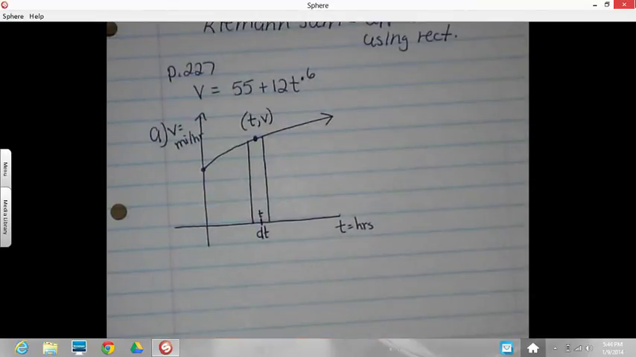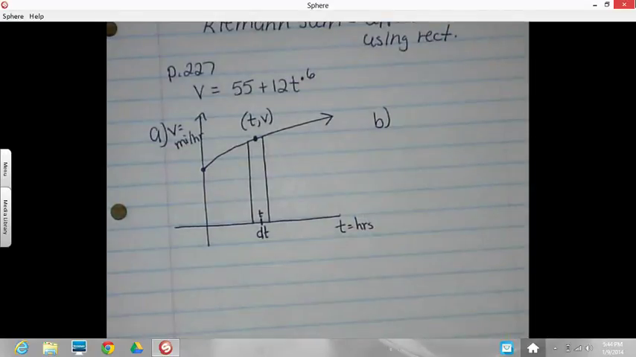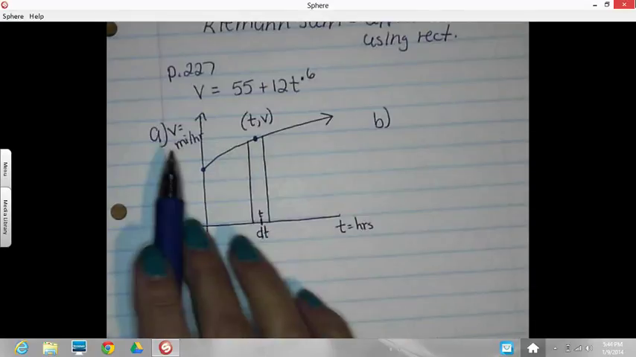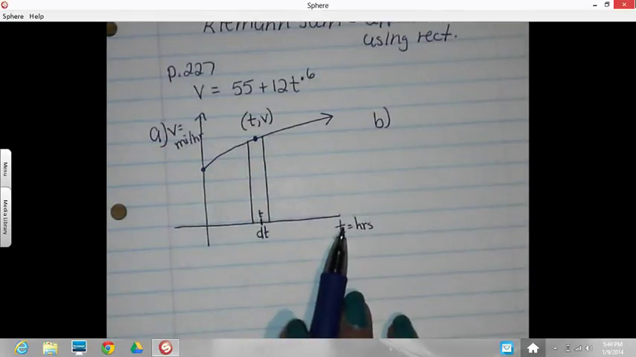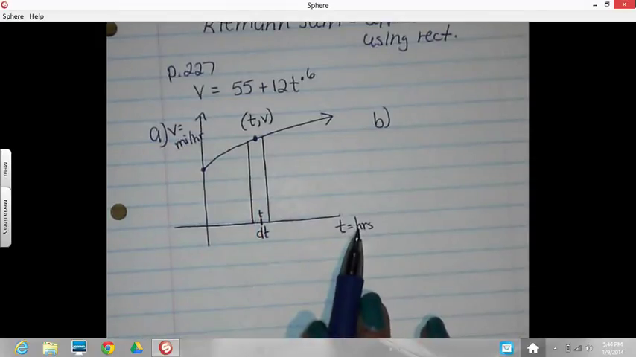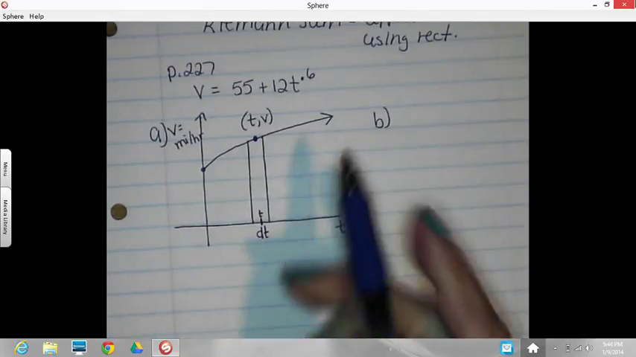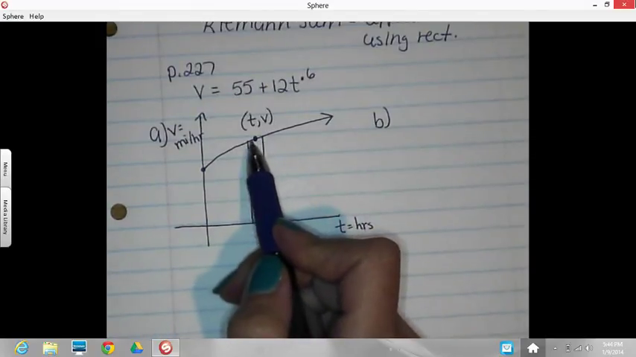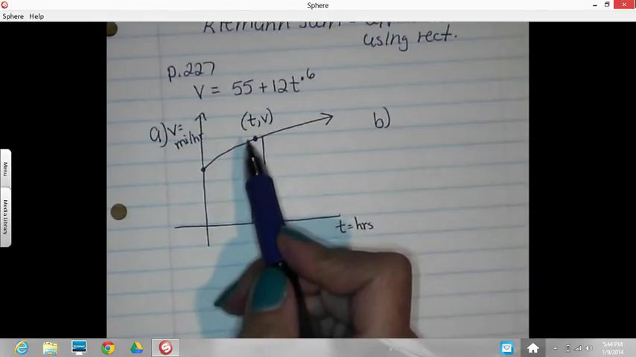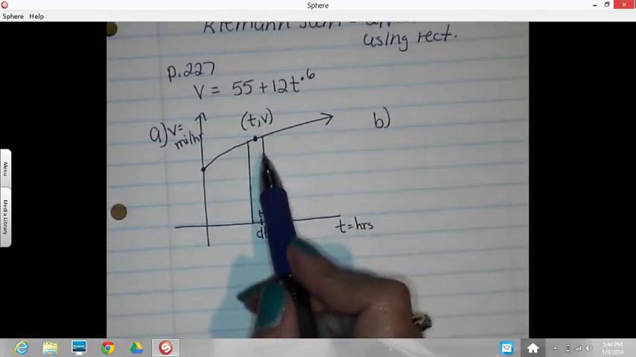Part A is done. Part B says the distance you travel. Remember, we've got a velocity and time graph. If I want to know my distance traveled, I've got to multiply velocity times time. And what they're telling me, it says the distance you go in time dt. So my distance traveled on this part of the graph here, it tells me, is equal to the value of v at the sample point times dt. Write an equation for dy, the number of miles you go.